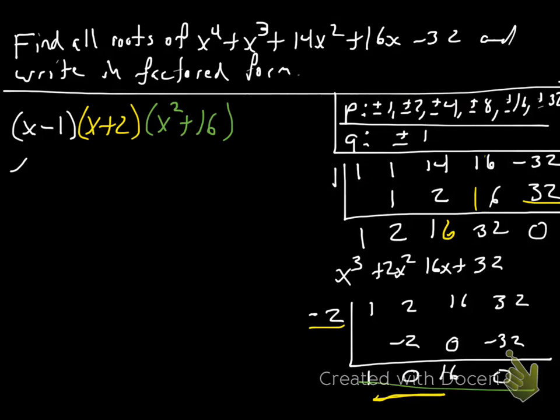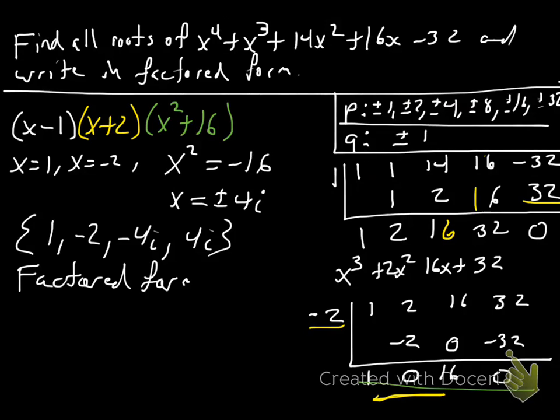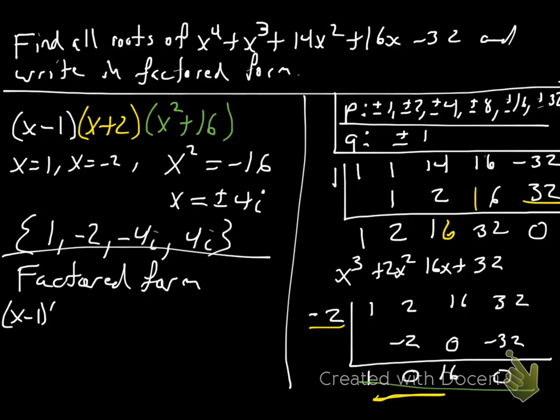And this is going to give me roots of 1, negative 2, and then I have to solve x squared plus 16, so that's going to give me plus and minus 4i. And now I'll write in all my roots, and then I'll finally write it in factored form, which is just x minus each root. So x minus 1, x minus negative 2 is x plus 2, x minus 4i and x plus 4i. So that's it, completely in factored form.